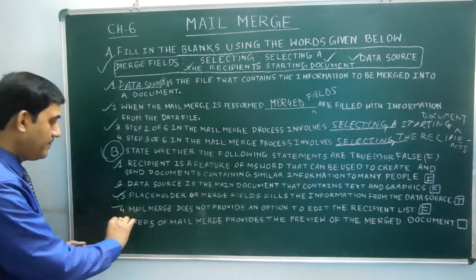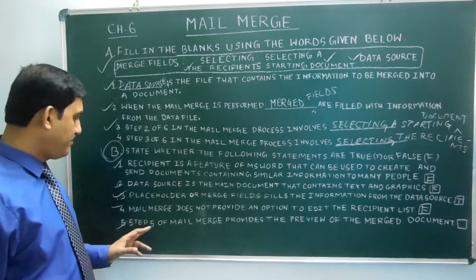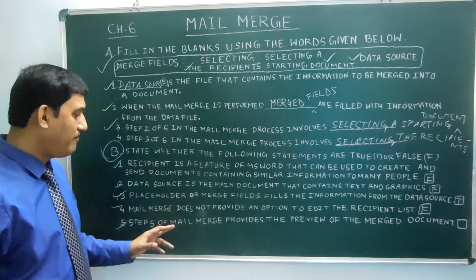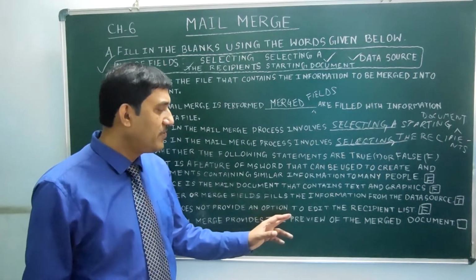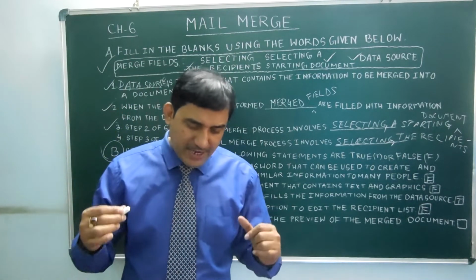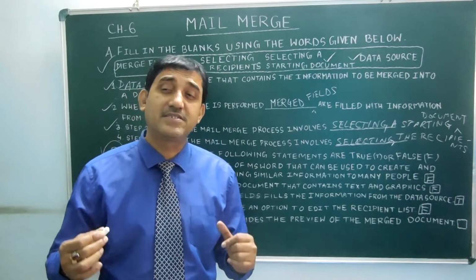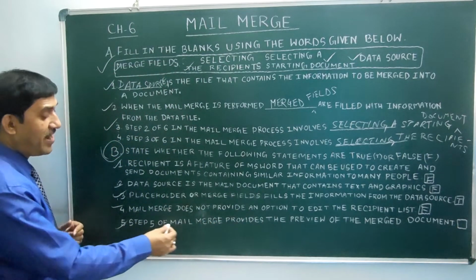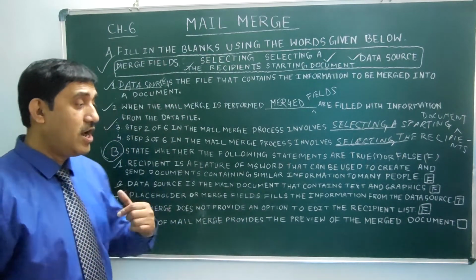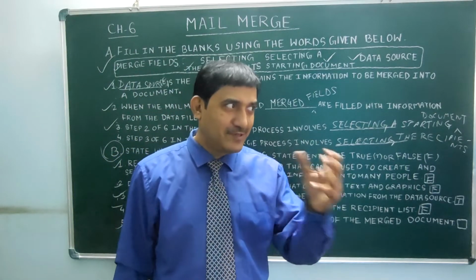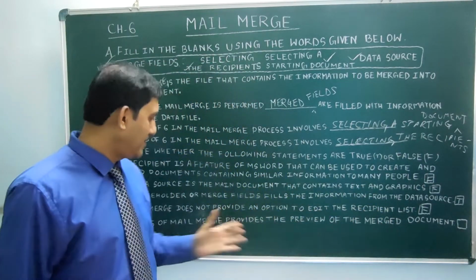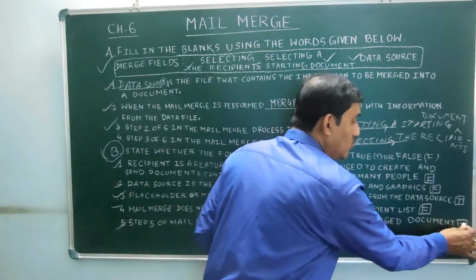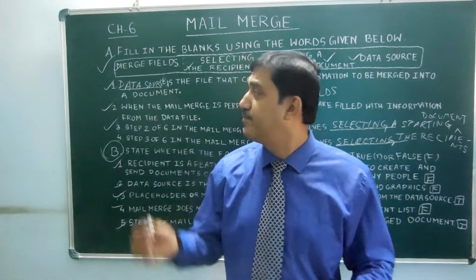And coming to the last one: step 5 of mail merge provides the preview of the merged document. Step 5 is before the last one. Before you merge the document, you can preview it and see it. That is the fifth step, because you have 6 steps. So this is the correct one, and I give it true. This completes your exercise.